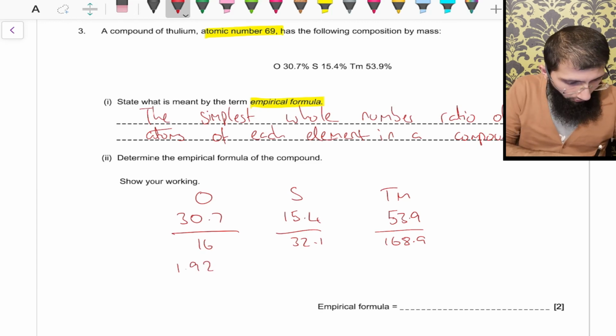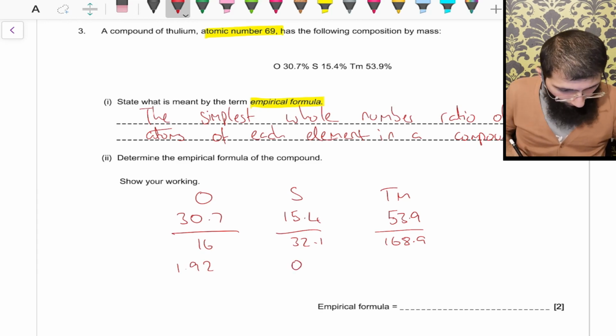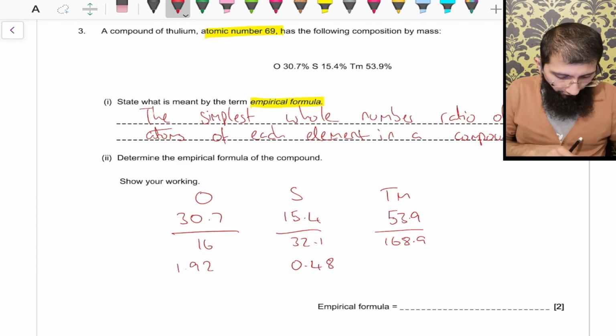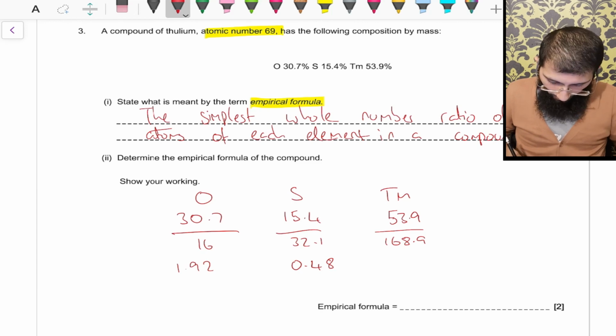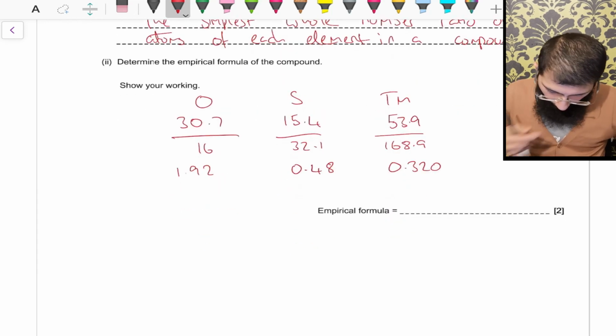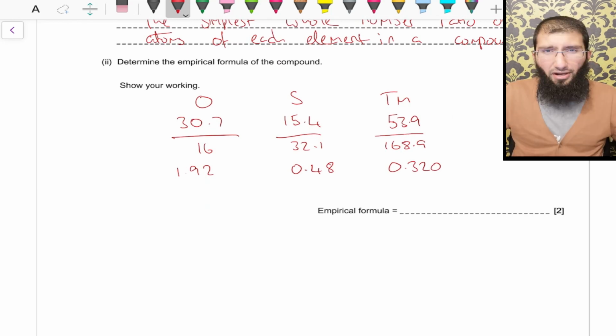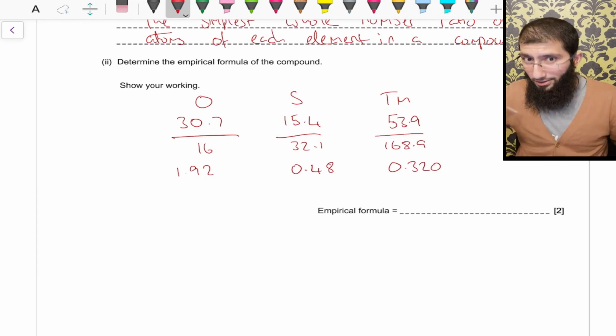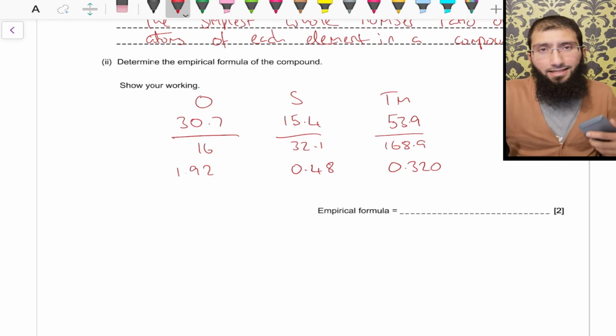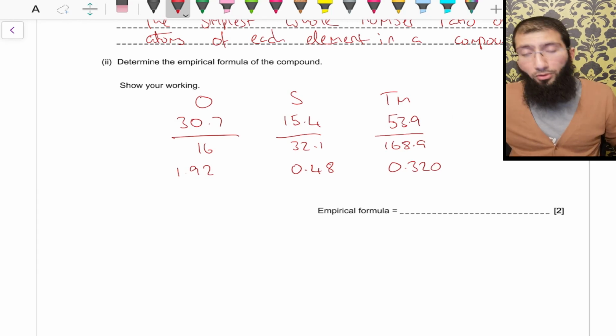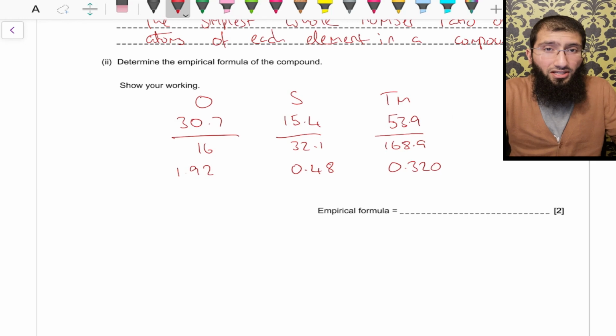We're going to do 15.4 divided by 32.1, and that gives us 0.48, and we're going to do 53.9 divided by 168.9, and that gives us a number of 0.320. Right, okay, so if I've got these number of moles in my answer, I need to work out what the whole number ratio is, because I can't write down O subscript 1.92, S subscript 0.48, Tm subscript 0.320, because they're not integers, they're not whole number ratios.